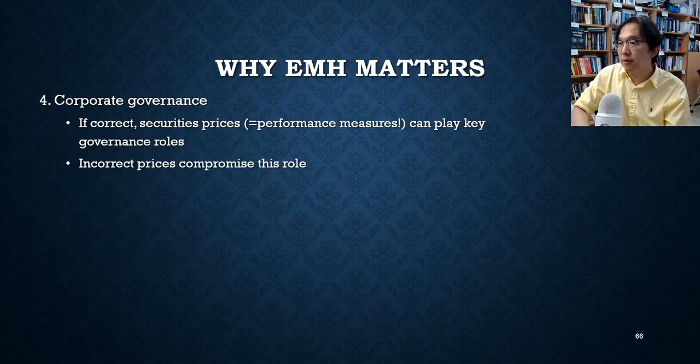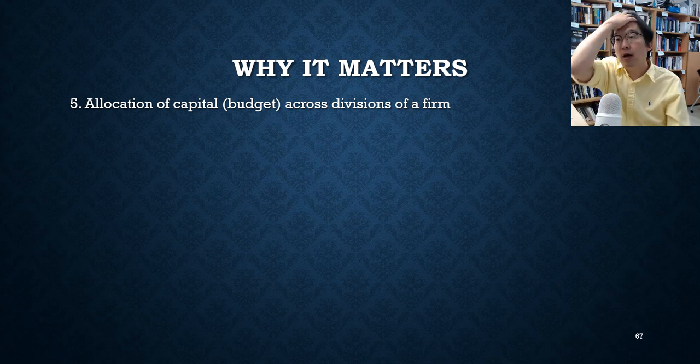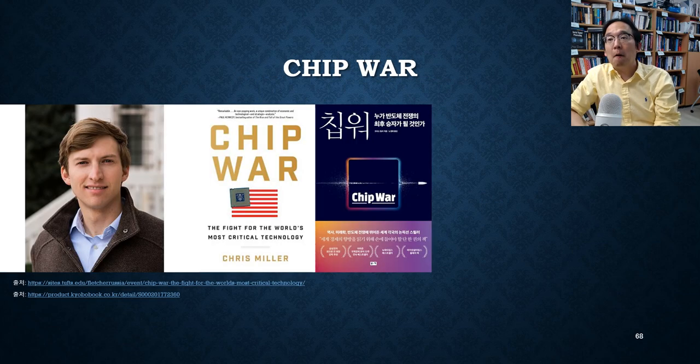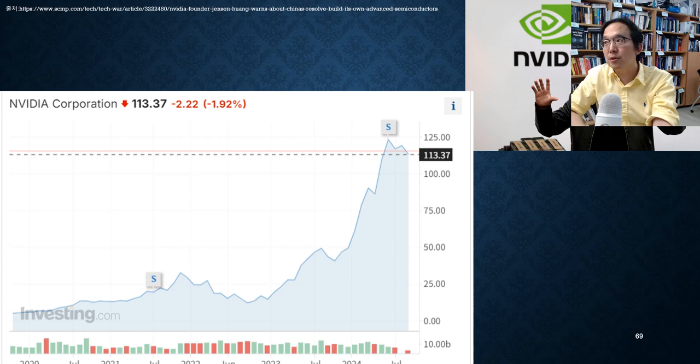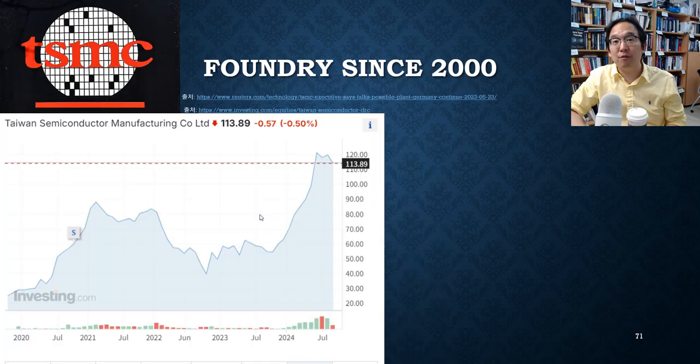So that's that. Number 5, allocation of capital across divisions of a firm. In this respect, EMH is important. But what do you mean? Allocation of budget. It goes back to the chip war, our semiconductor discussion. I'm going to focus on Samsung Electronics, but here, related semiconductor company stock price chart is shown. NVIDIA. You see it ever since 2020, it was jumping like this, and right now here. And NVIDIA's GPU, what they do is only designing, but who makes that GPU chip? That's the foundry called TSMC, Taiwan Semiconductor Manufacturing Company.